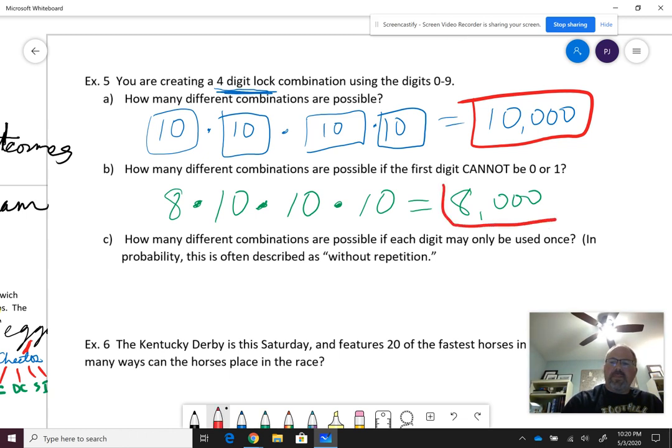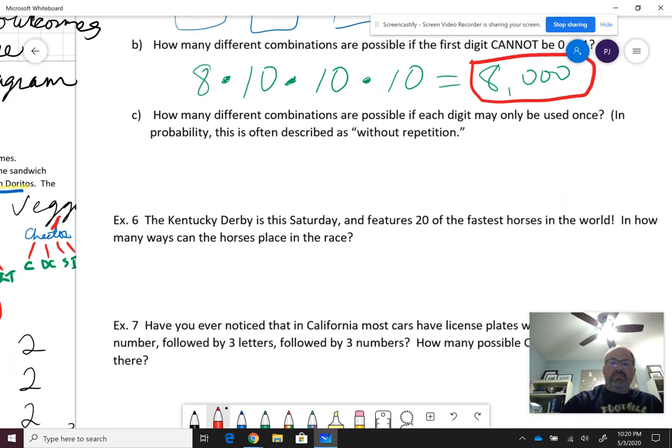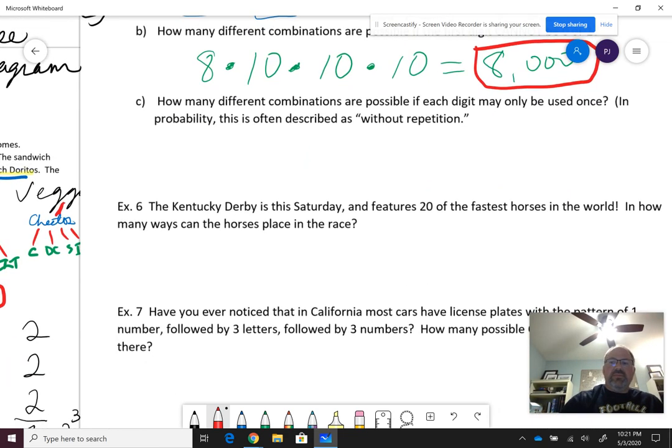8,000. Different combinations are possible. Well, so hope you don't forget. You can be there for a while trying, guessing, checking.